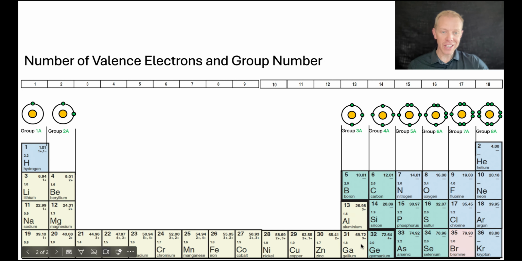So anything like boron, aluminum, or gallium, they are all going to have 3 electrons in their outermost valence shell. In group 4A, 4 valence electrons, and so on and so forth. So that's how we can figure out the number of valence electrons based on an element's group number.